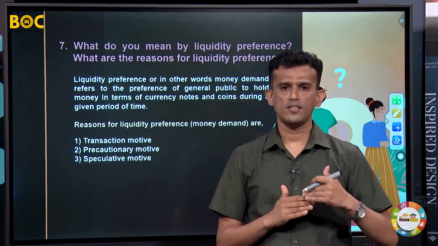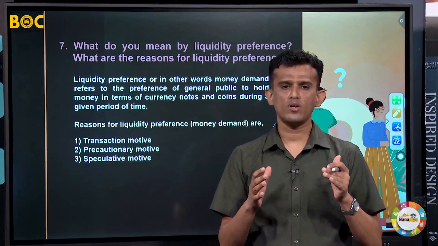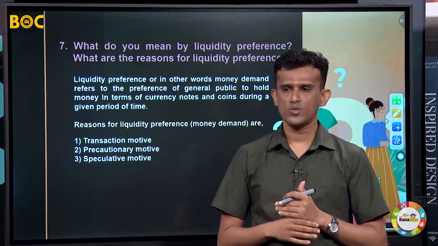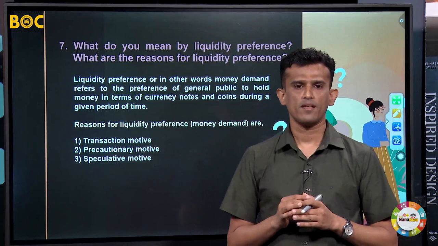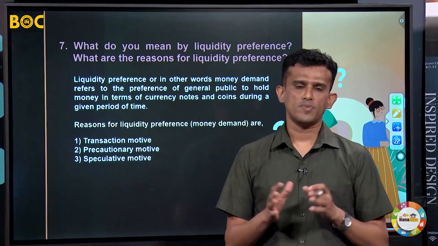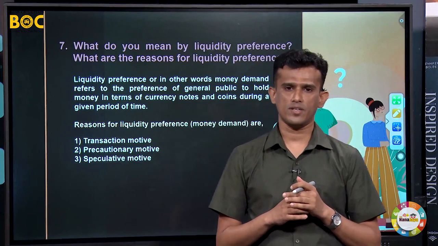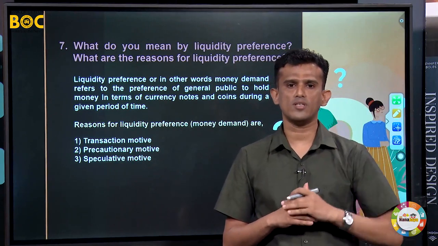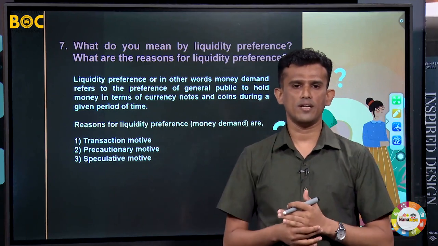We identify the speculative motive money demand as the preference of general public to hold currencies as the most appropriate way of holding wealth. I'm discussing the speculative motive money demand in the next question as well, in a separate question. Therefore, we simply identify the speculative motive money demand as a negative function of the rate of interest. That is, when the rate of interest increases, the speculative motive money demand goes down. And when the rate of interest decreases, the speculative motive money demand goes up.